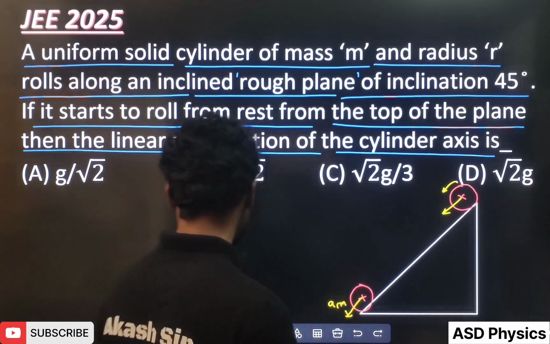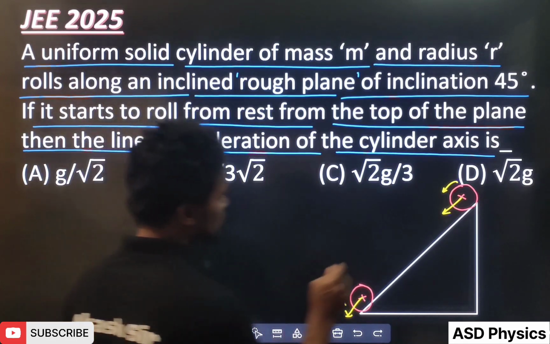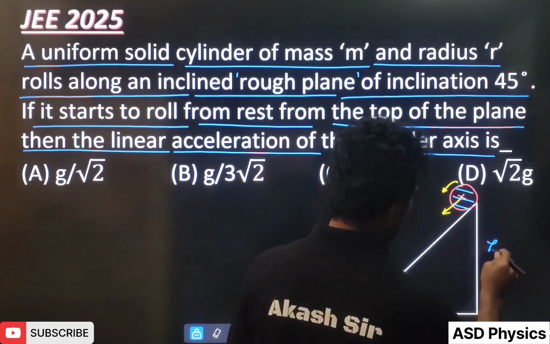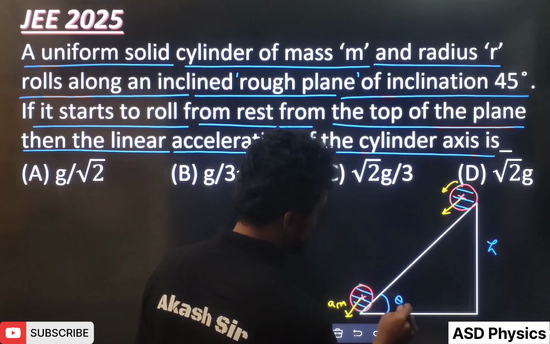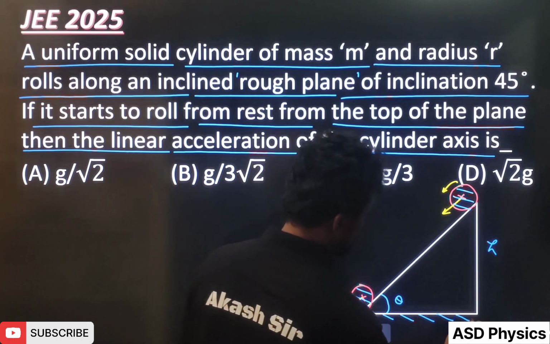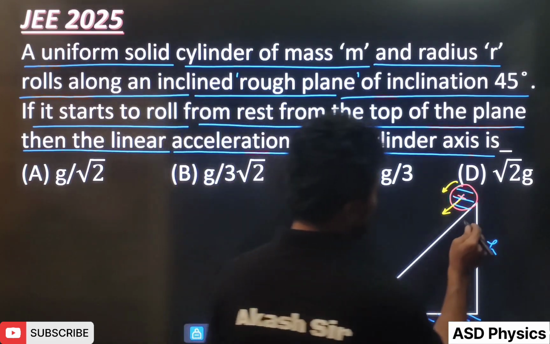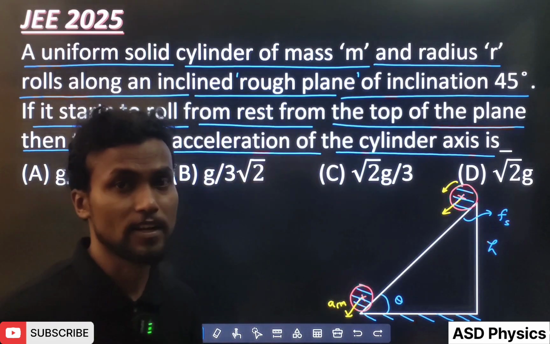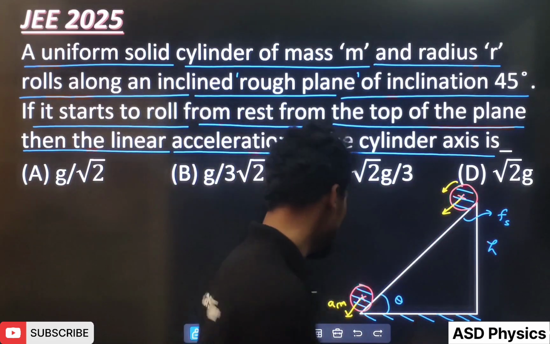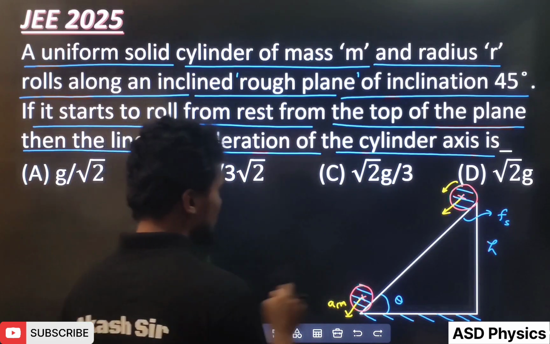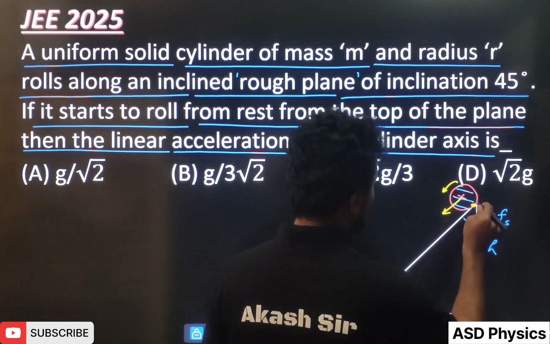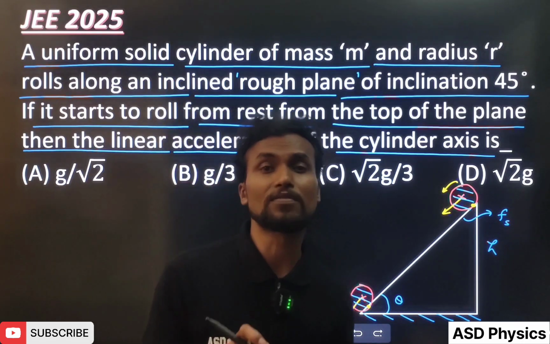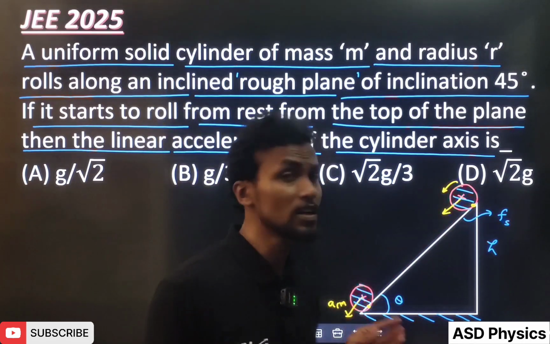Remember, they are telling us it is a solid cylinder. So I will draw it like this. This height is h and this angle is theta, and this inclined plane is fixed. This surface is rough, and static friction will act. Why does static friction act? Because the particle in contact with the ground is always in momentary rest. That's why static friction always acts when the body is doing rolling motion.